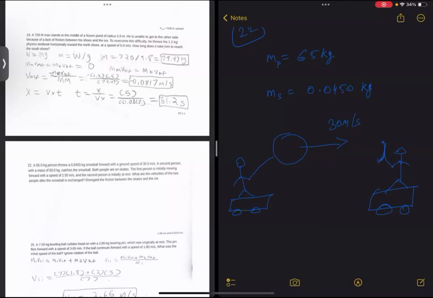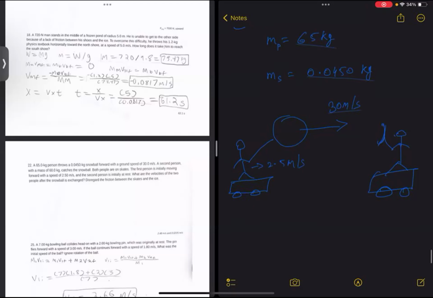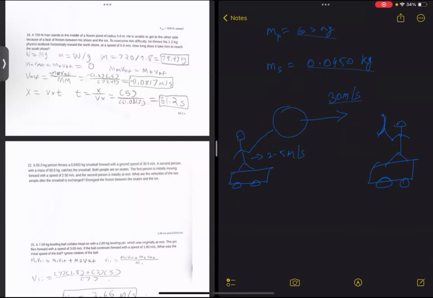The first person is initially moving forward with a speed of 2.5 meters per second. So initially it was moving with a speed of 2.5 meters per second in the forward direction. What are the velocities of the two people after the snowball is exchanged? Okay, let's check that. First consider the first man and the ball as the system.